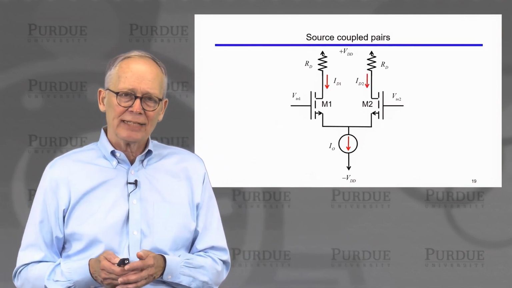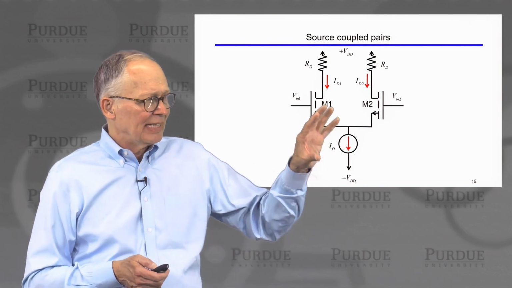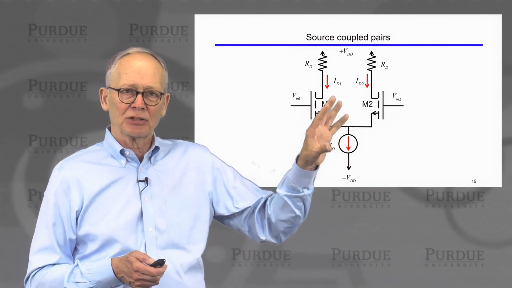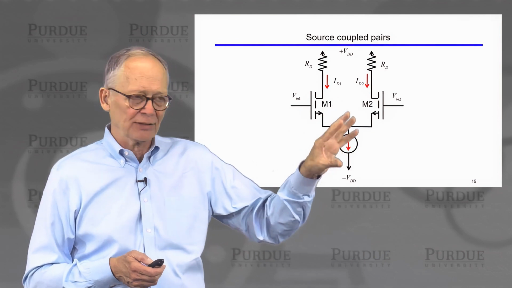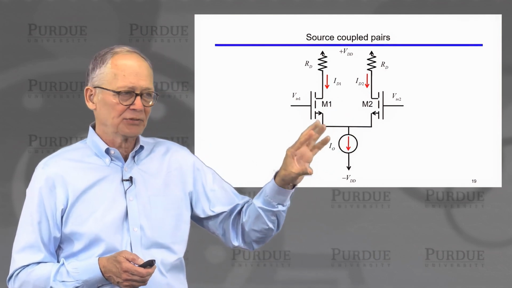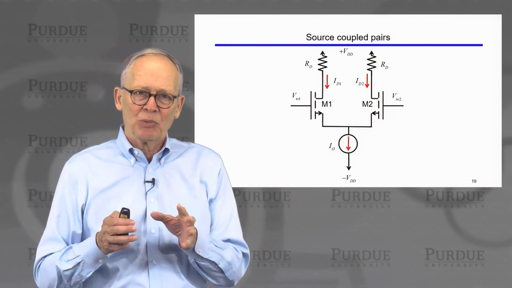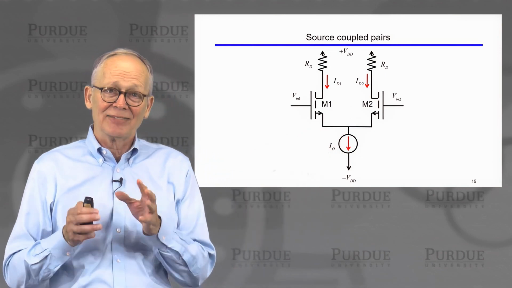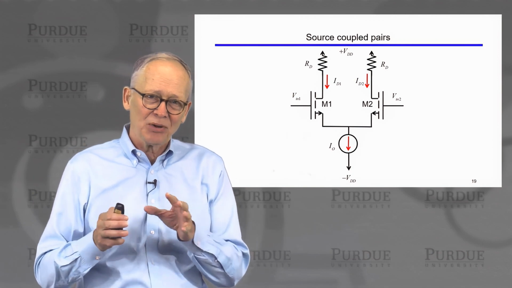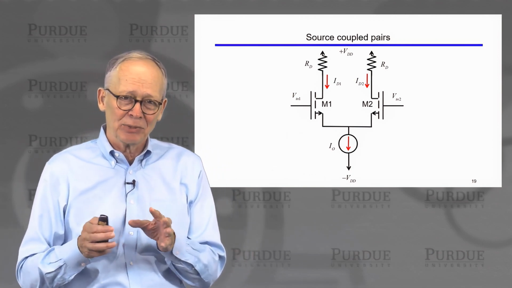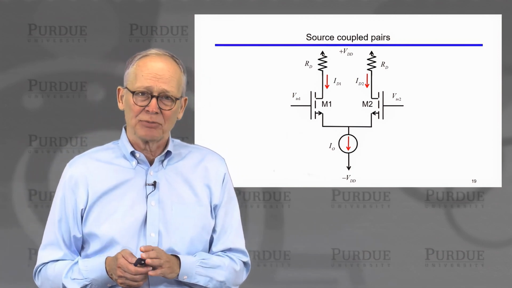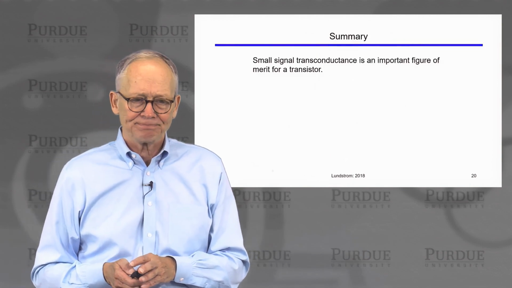Let me just mention why device mismatch is important. That's because many of the analog circuits are built this way in balanced pairs, source-coupled pairs of transistors. And in order for these devices to operate properly, we want both transistors on either side to have identical characteristics. Small differences in the characteristics between one and the other can degrade the performance of circuits like this.